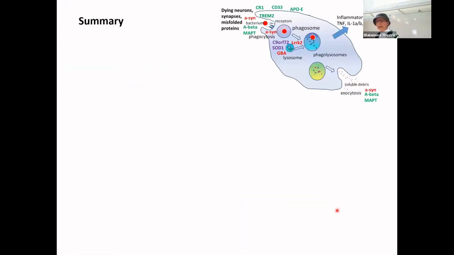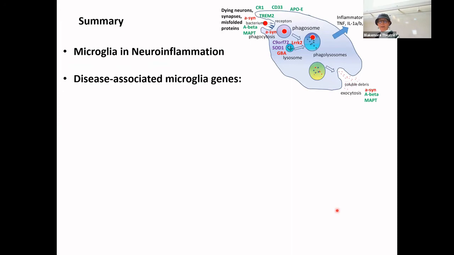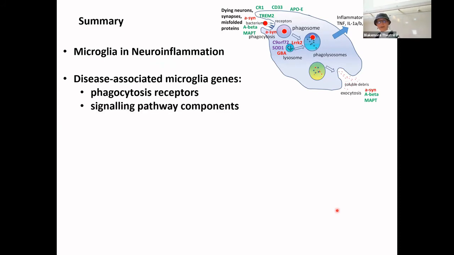So to summarize, I've talked a little bit about how microglia are involved in neuroinflammation. I've talked about how disease-associated microglia genes can be associated with phagocytosis, and also the downstream signaling components in microglia.